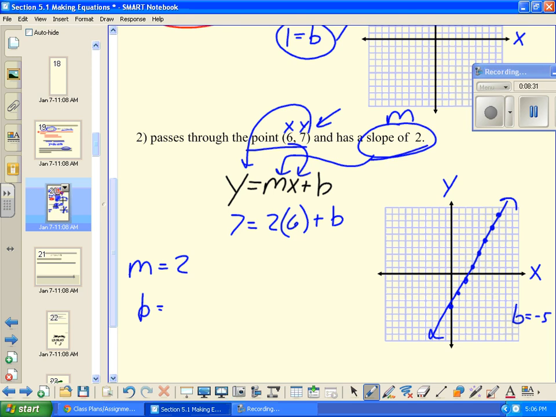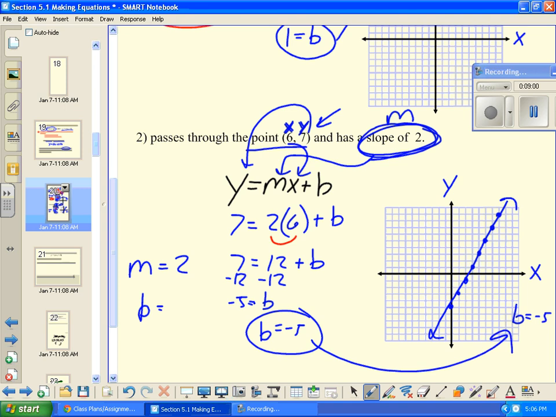I plugged in the slope. I know what the slope is. And I do have these x and y coordinates, so I can plug those in for x and y. So now I've got 7 equals 2 times 6 plus b. Well, I can do this part right here. 2 times 6 just gives me 12. So 7 equals 12 plus b. And now I'm going to subtract 12 from both sides, trying to get b by itself. And so I'll get negative 5 over here, and this side will be b, so it's b equals negative 5, which is what I found over here from my graph.